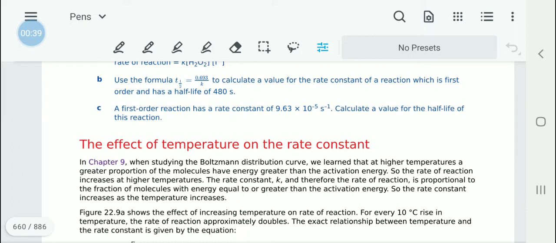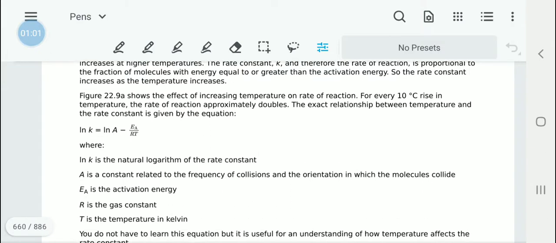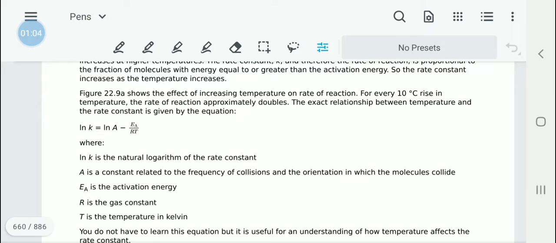So as a result, the rate constant and also the rate of the reaction is proportional to the fraction of the molecules having energy equal to or greater than the activation energy. So we obviously understand that the rate increases as temperature increases. As a result, the rate constant also increases as the temperature increases. So now we are going to try and understand how the temperature affects the rate of a reaction.